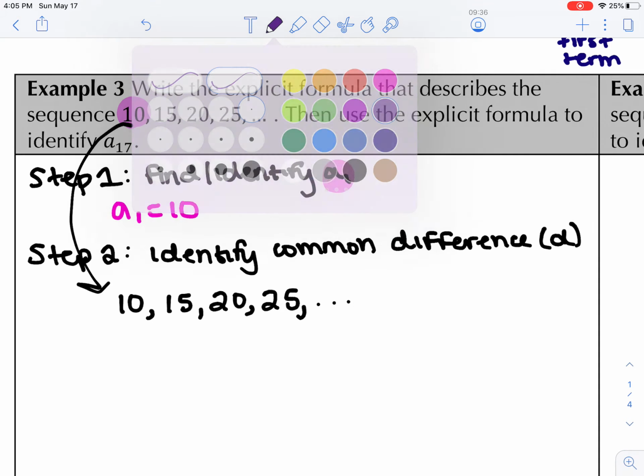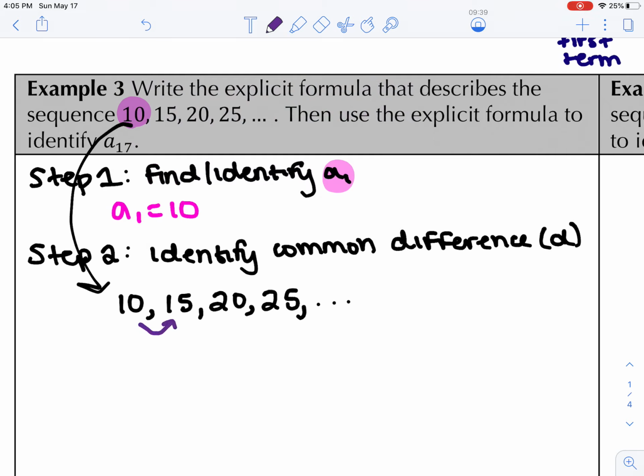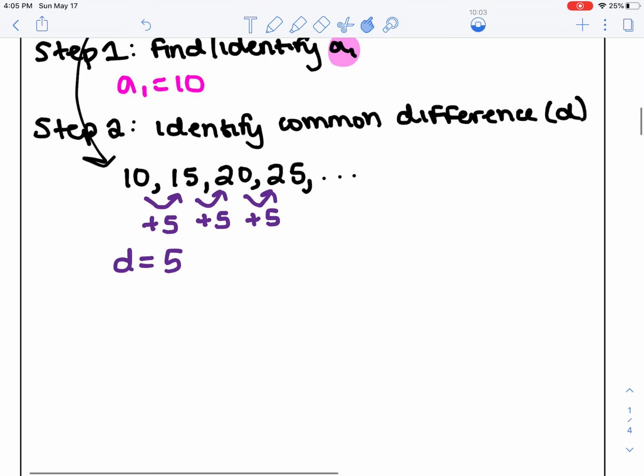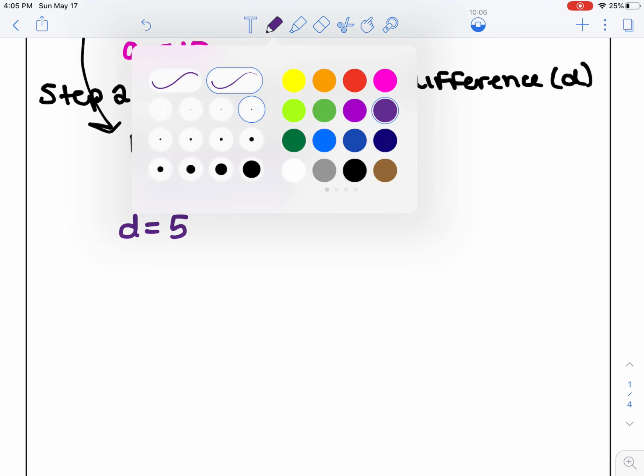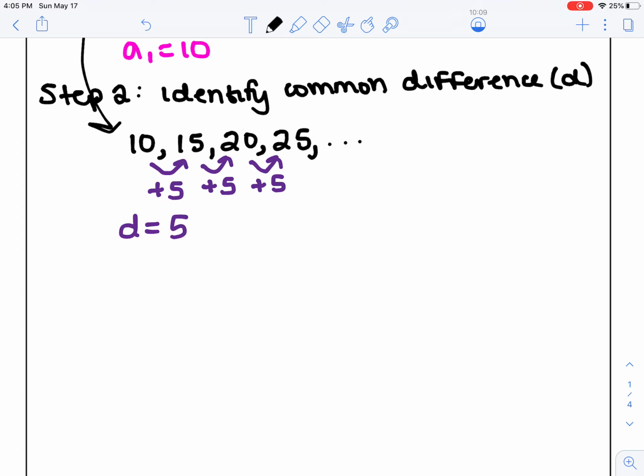I can see that if I add the value of 5 to 10, I get my second term of 15. If I add 5 to 15, I get my third term of 20. And finally, adding 5 to 20 gives me my fourth term of 25. So I can identify that my common difference is the value of 5. We have all the necessary pieces to write this explicit formula. Our explicit formula is a sub n equals a sub 1 plus our common difference times the quantity n minus 1.